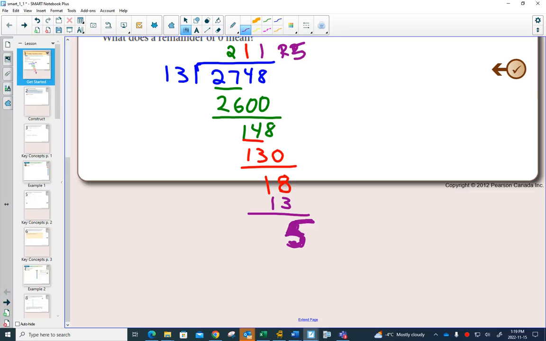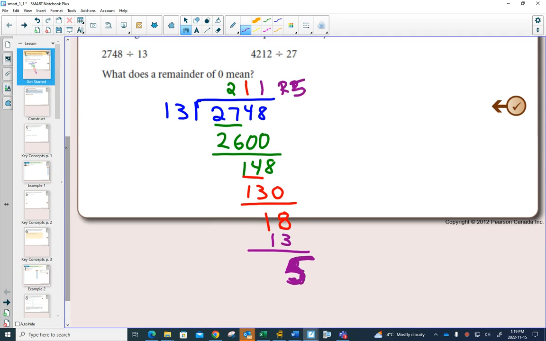So 2,748 divided by 13 is 211 with 5 left over. And what it means is if you took 211 and multiplied it by 13, you would get 2,743. You would have to add 5 more to make 2,748. So what long division does is it's a method of breaking things down so that you can add it up. Okay?